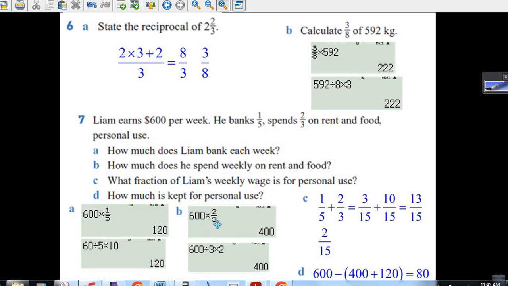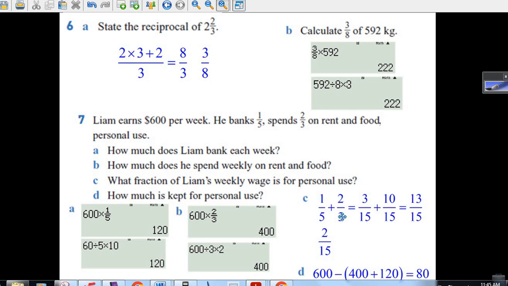This question, 600 times 2/3, your calculator says it's 400. But if you broke 600 into 3 pieces, they'd each be 200. So you go 600 and you divide by 3, and then you times it by 2. 200 times 2, there's 400. That's it.